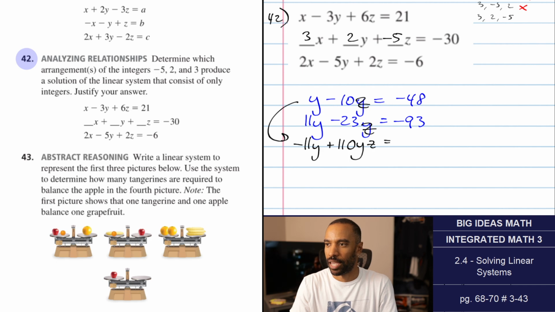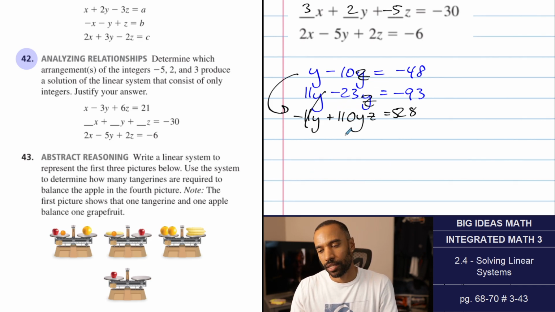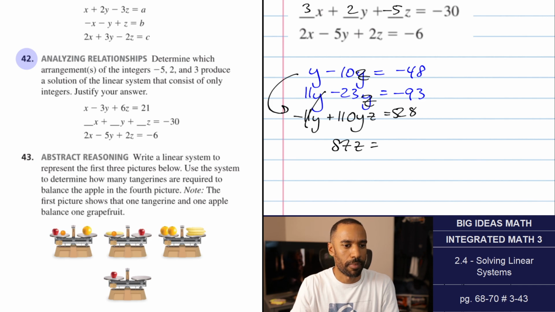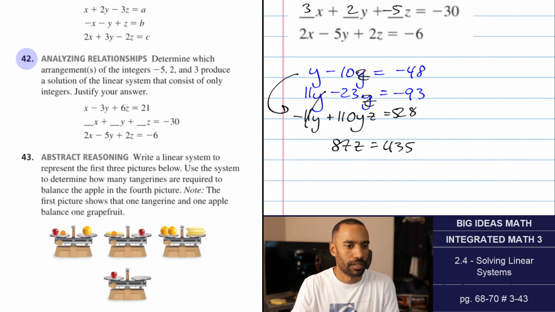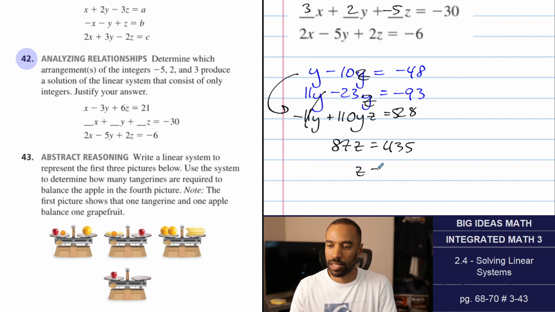And that's 528. So 528, those cancel, and that's 87z equals 528 minus 93, 435. Oh, that might work. Divide by 87. Yeah, z is 5. Z equals 5.